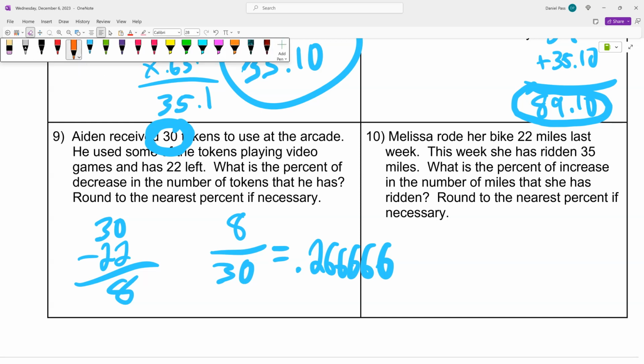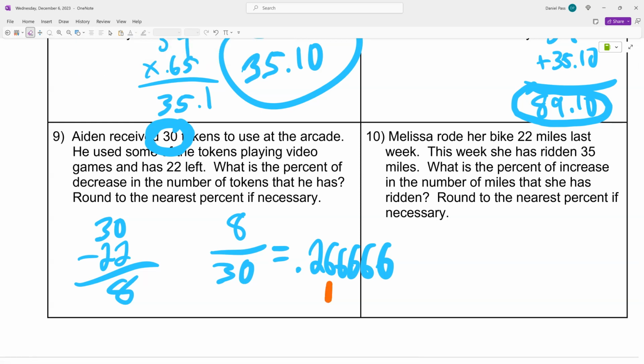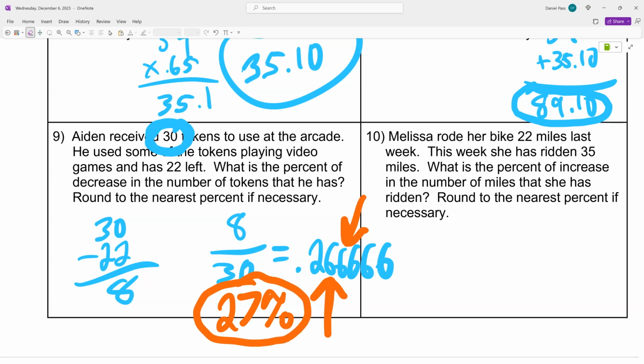Anybody remember the song? Find your place, look next door. If it's 5 or more, you add one more. Is it 5 or more? Yes, so it's 27%. Not 0.27%, 27%. Any questions? We all good? Yeah, okay. Next one.